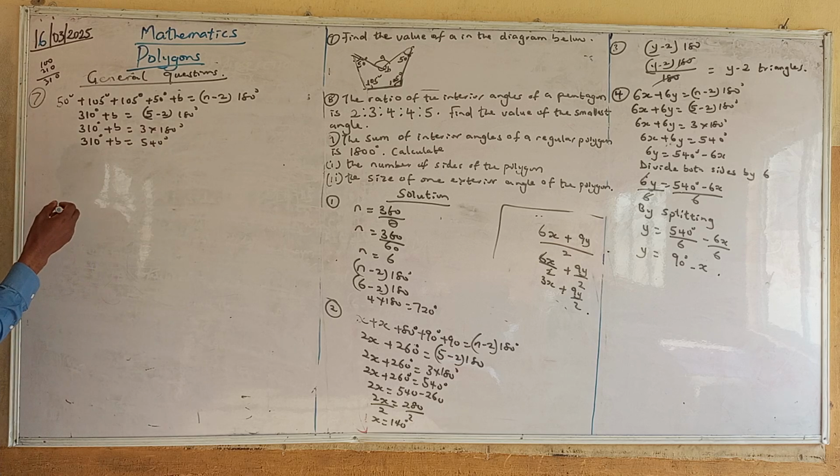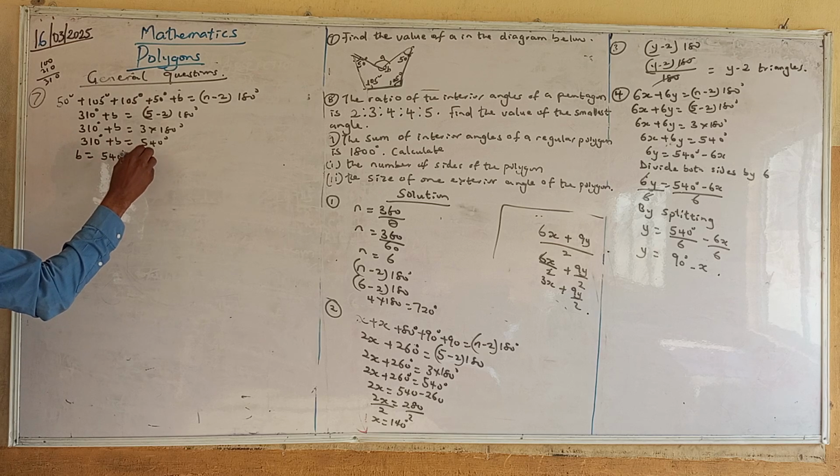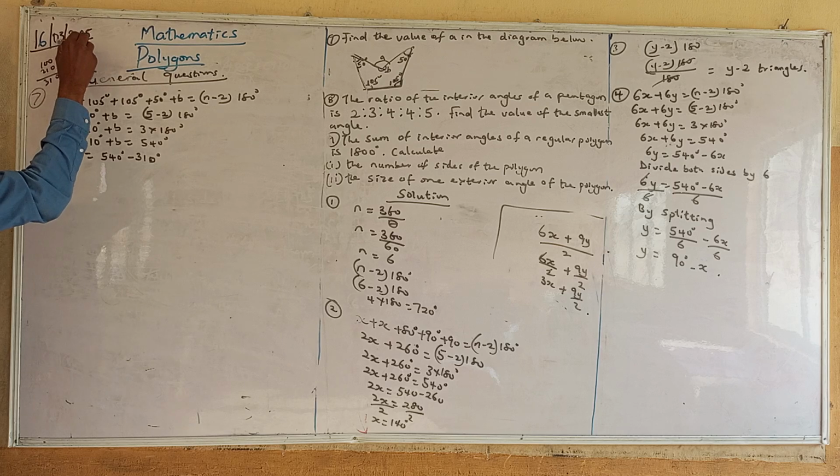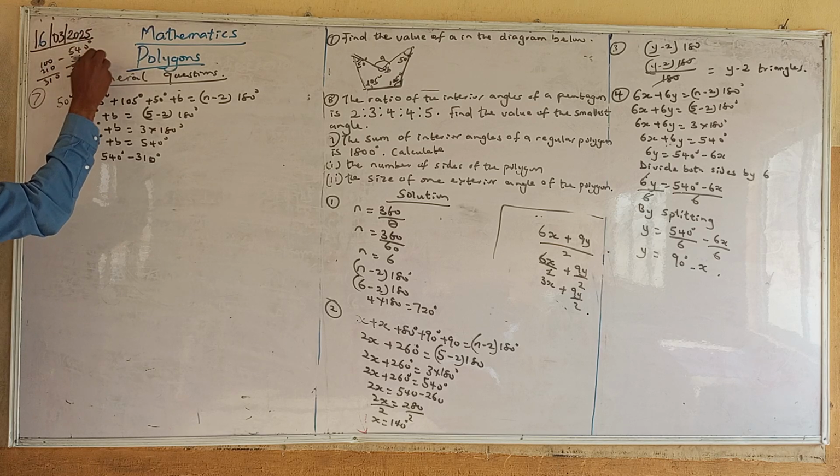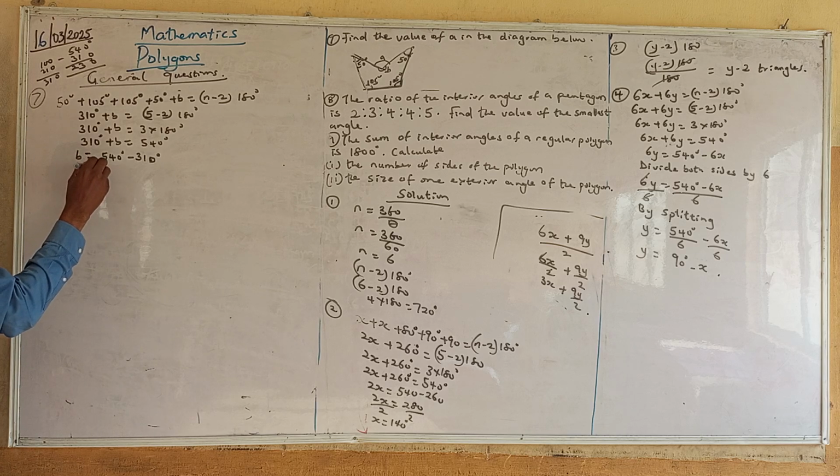So let's collect like terms. B will now be 540 degrees minus 310 degrees. So I have 540, that's 230. So B equals 230 degrees.